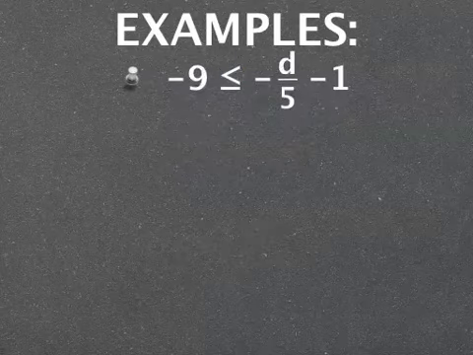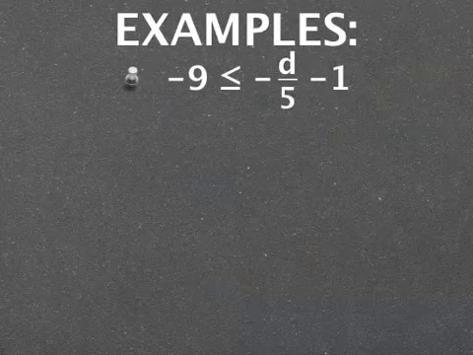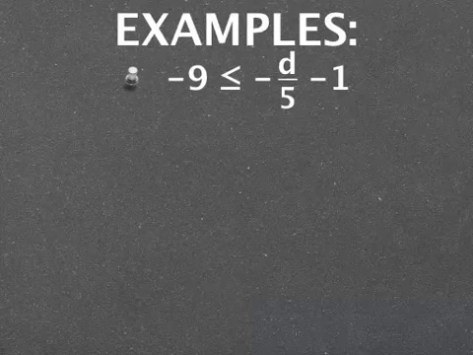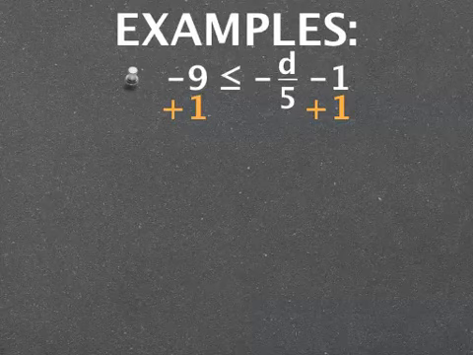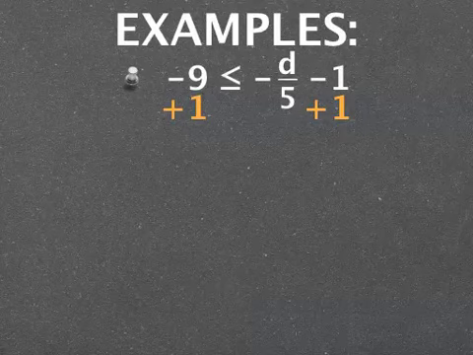The next example is negative 9 is less than or equal to negative d divided by 5 minus 1. Get rid of addition or subtraction first. If you look at your variable d, I am subtracting 1 on that side. The opposite of subtracting 1 is adding 1, so I need to add 1 to both sides. My 1's are going to cancel out on the right side, and negative 9 plus a positive 1 is negative 8, is less than or equal to negative d divided by 5.